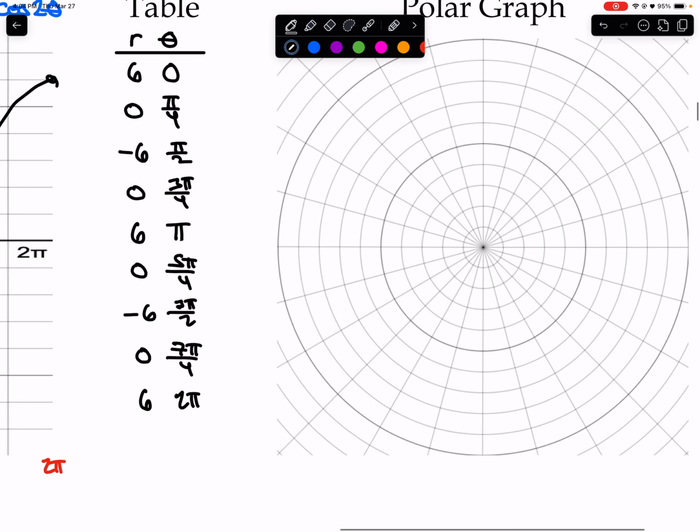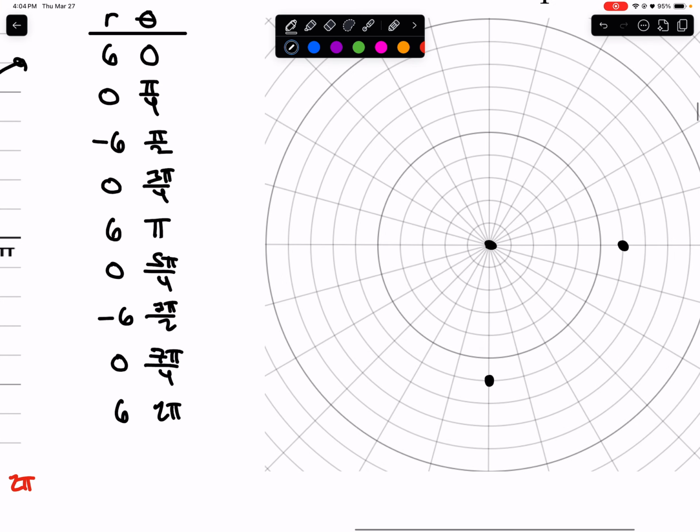So I'm going to label these points. So 6 in the direction of 0 is going to put us over here. 0 in the direction of pi over 4 is going to put us at the pole. And then when I do -6 comma pi over 2, we want to go in the direction of pi over 2, but that negative tells us we're going to go the opposite way. So we're actually going to go towards 3 pi over 2. And then 0 comma 3 pi over 4 is going to put us back at the pole.